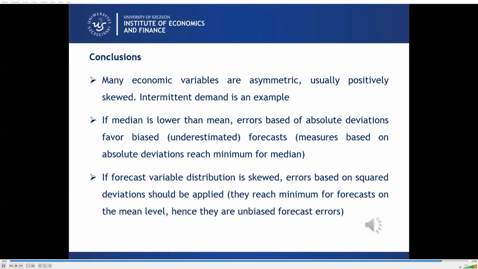If the forecast variable distribution is skewed, errors based on squared deviations should rather be applied. It is because they reach a minimum for forecasts on the mean level. Hence they are unbiased forecast errors.